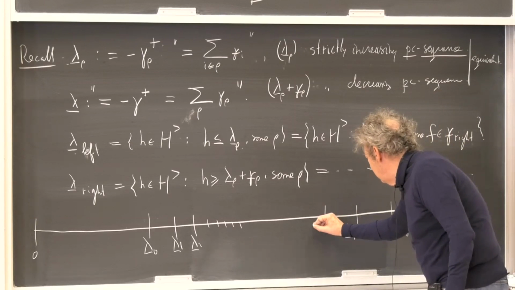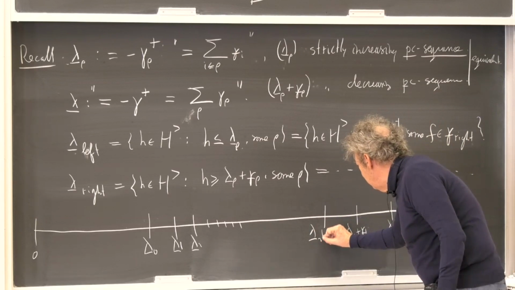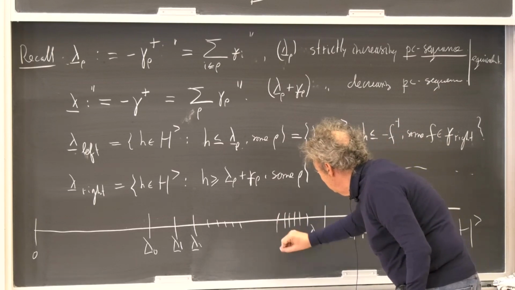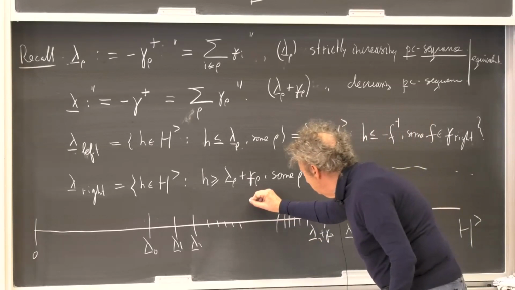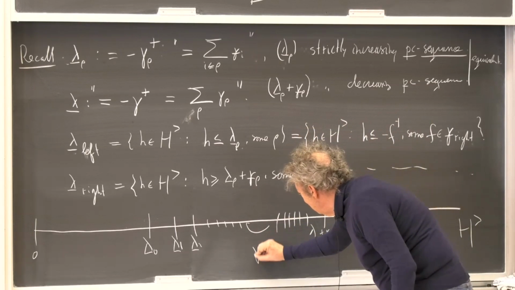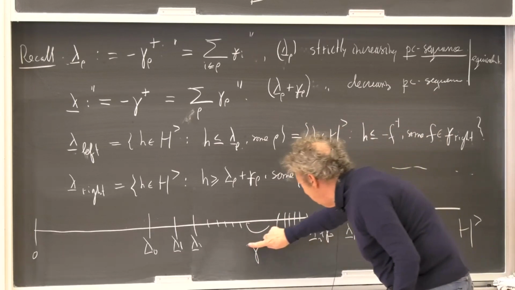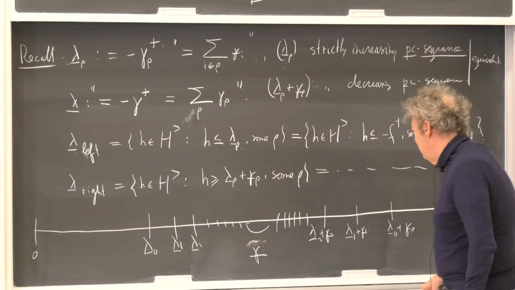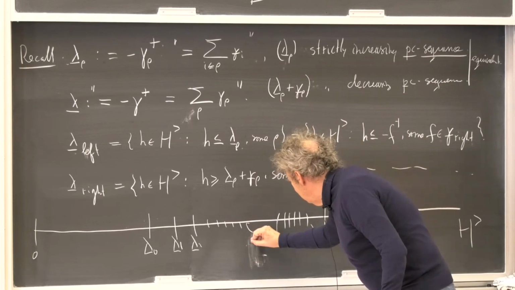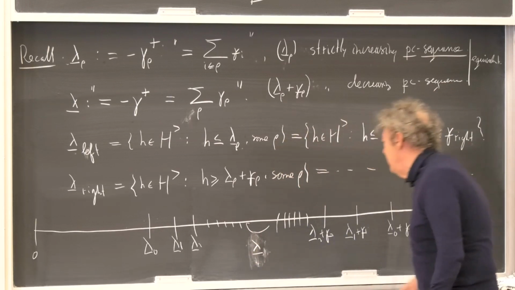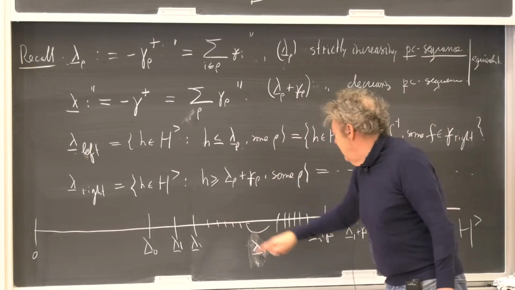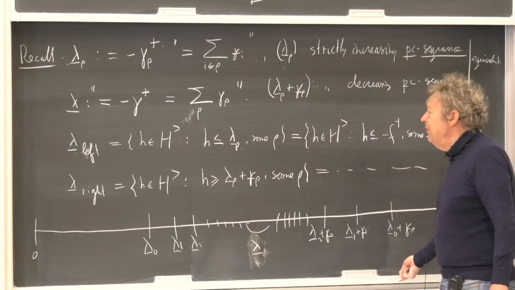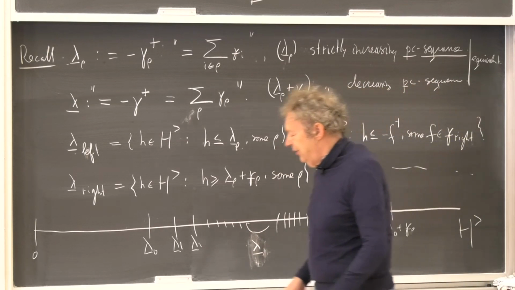So here you go the other way, lambda two plus gamma two. So they approach. Here is the gap, gamma. Lambda. Here's the gap. So this is maybe also a good picture to keep in mind.